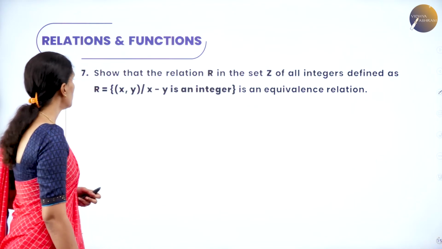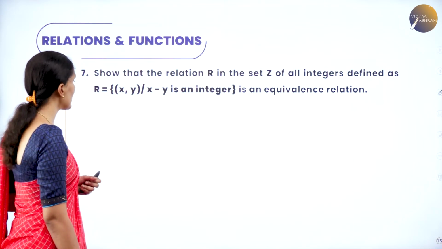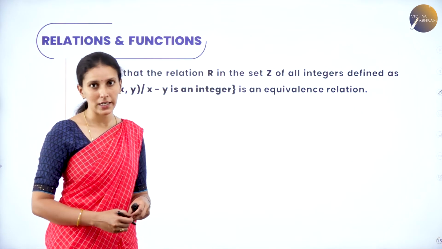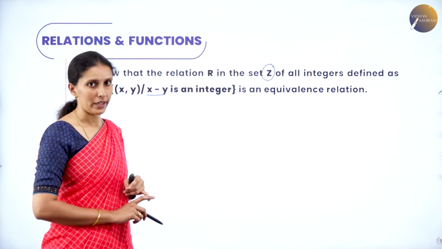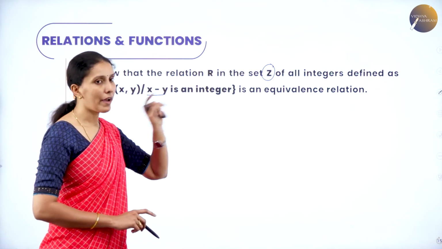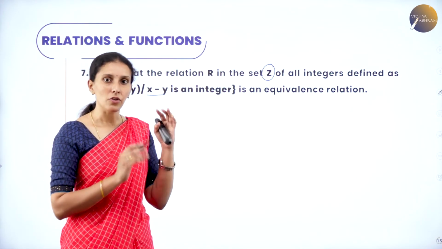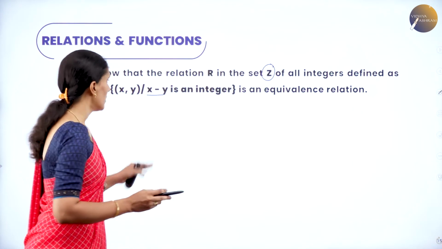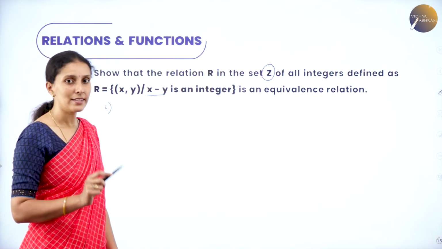Next one. Show that the relation R in the set Z of all integers defined as (x, y) such that x minus y is an integer is an equivalence relation. We again get the solution in the form of an integer only. That means for all (x, y) belonging to R, x minus y is also an integer. That means obviously it will satisfy all the conditions of relations. So now let's see. First, we are going to show that R is reflexive.